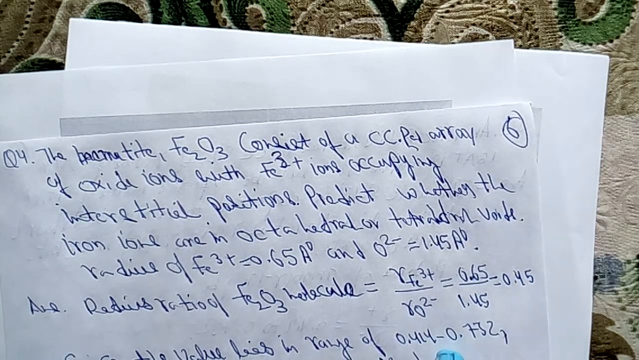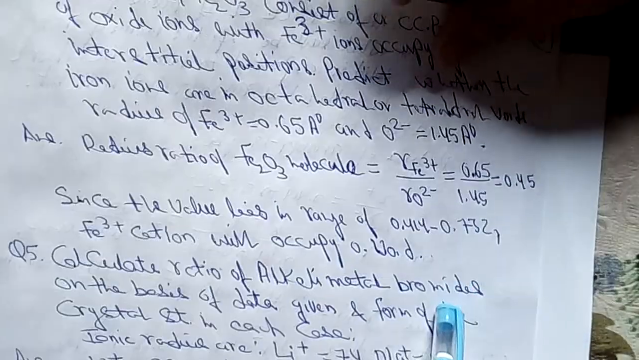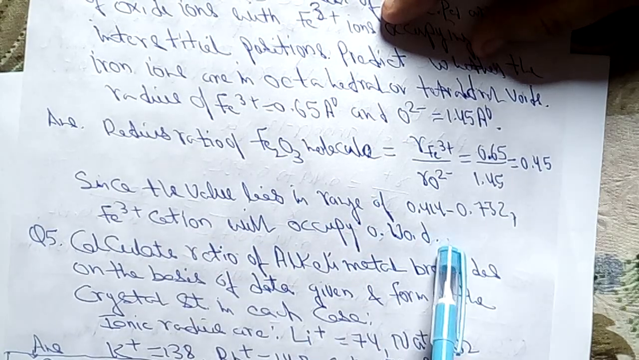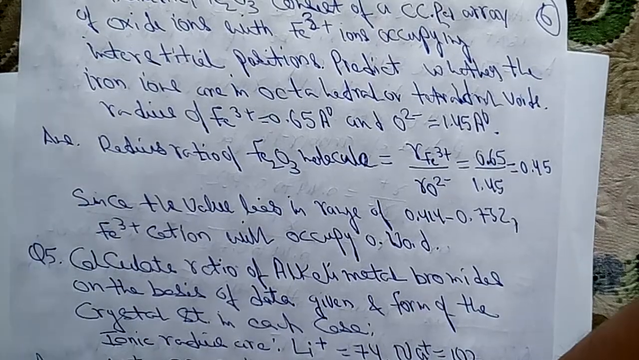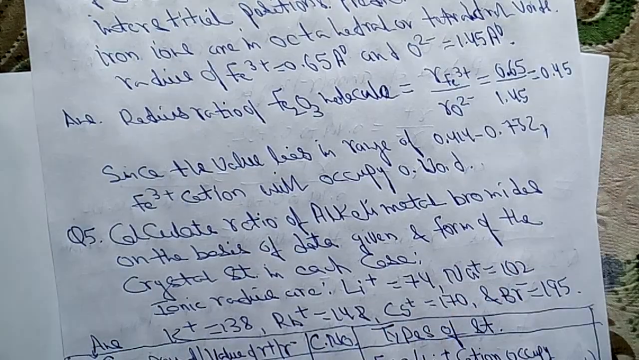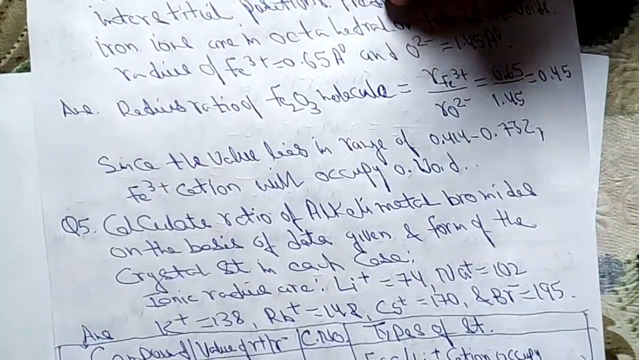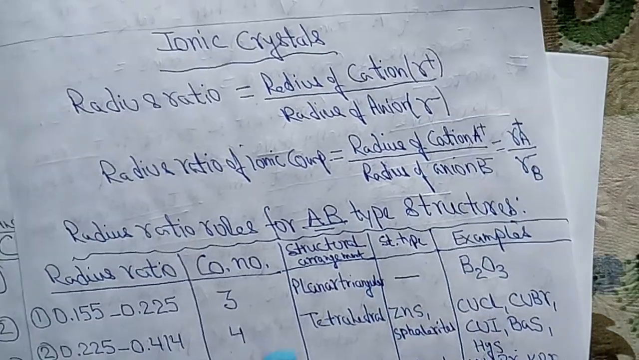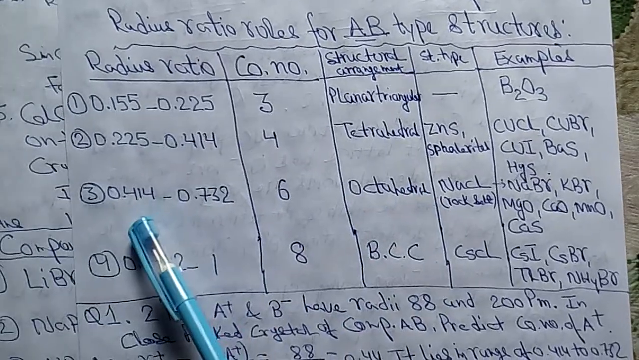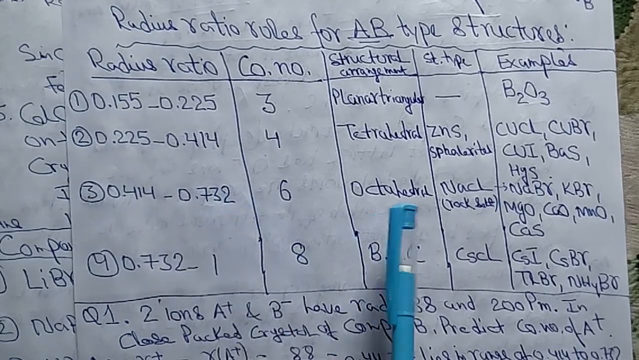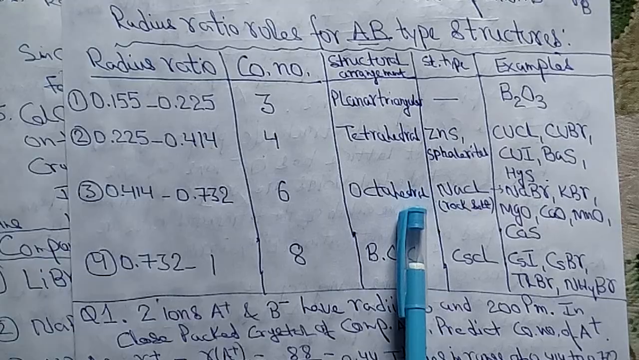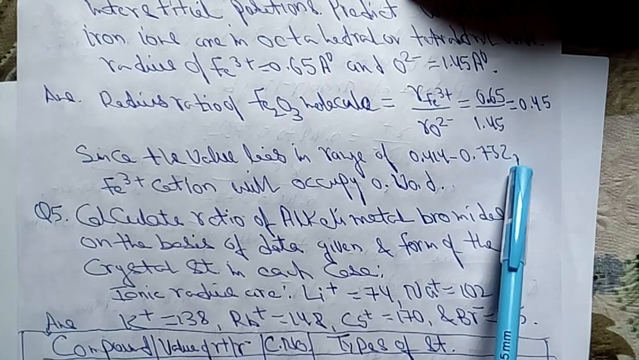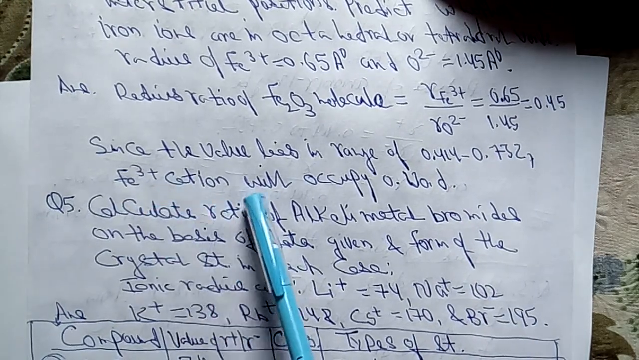So this 0.45 comes in which range? The value comes in the range 0.414 to 0.732. Since the value lies in this range, Fe3+ cation will occupy octahedral void. How do we come to know that they occupy octahedral void position? That relation is given already: if it comes in 0.414 to 0.732, they occupy octahedral void. So since the value lies in the range of 0.414 to 0.732, therefore Fe3+ cation occupies octahedral void.